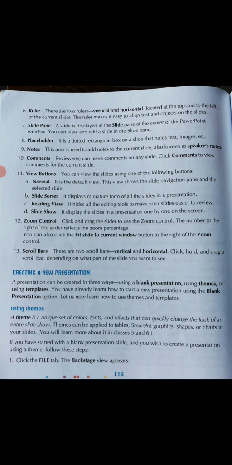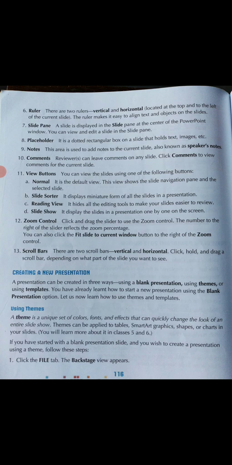Then you come to the 6th point, that is the 6th part of your PowerPoint, in your page number 116. The 6th one is your ruler. There are 2 rulers, vertical and horizontal, located at the top and to the left of the current slide. The ruler makes it easy to align text and objects on the slide.